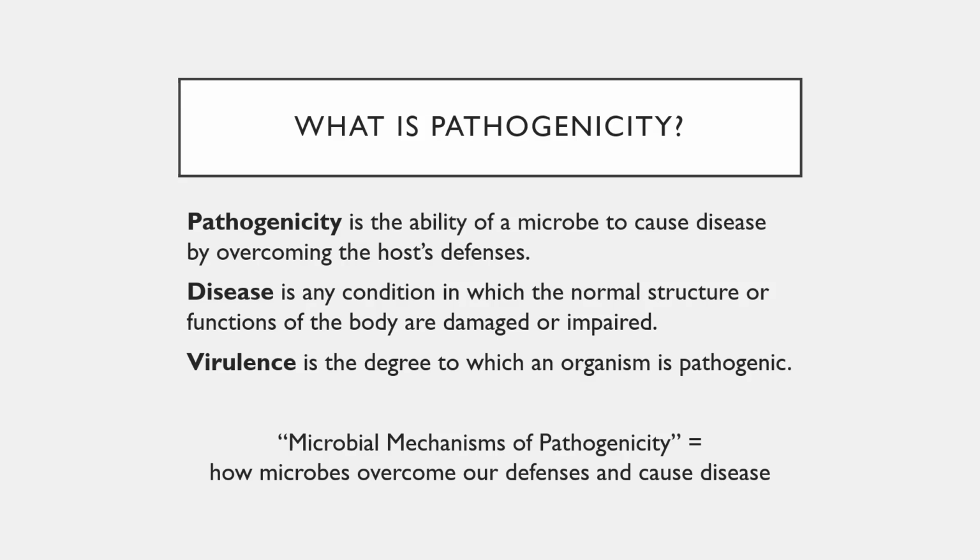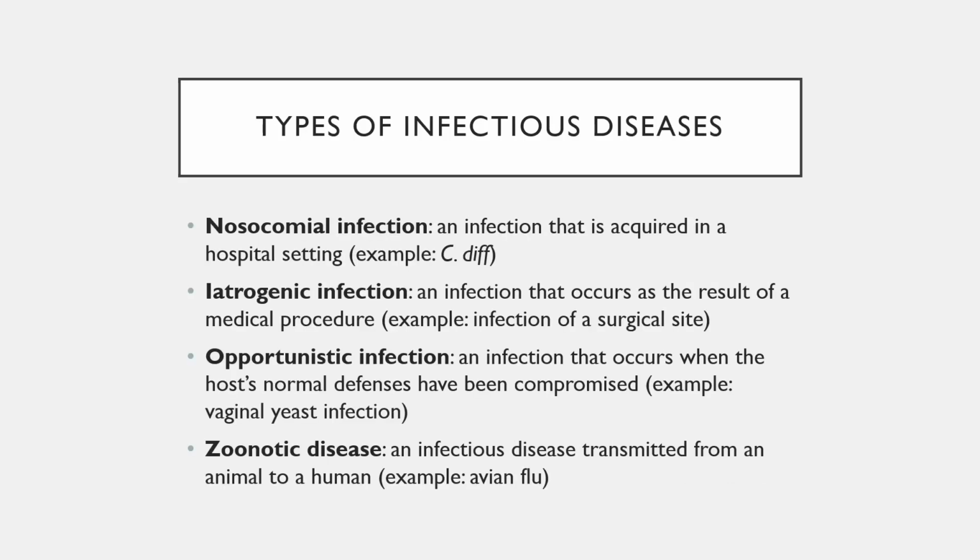Now, our discussion is going to cover infectious diseases broadly, but before we move forward, we want to point out a few different special types of infectious diseases and define what they mean. One of those types is a nosocomial infection, also sometimes referred to as a hospital-acquired infection, because a nosocomial infection is defined as an infection that is acquired in a hospital setting. For example, C. diff, the diarrheal disease, is considered to be a nosocomial infection.